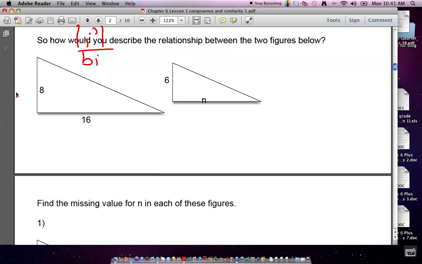Now look. Hey, stay there one minute. Ready? 8 is to 6 as 16 is to n. Cross multiply and get it done.